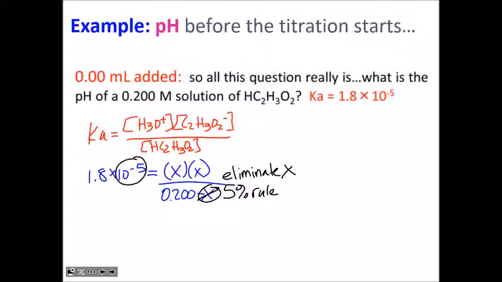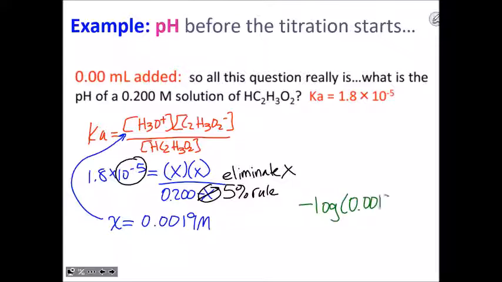Now, let's calculate it. What do we get? X equals 0.0019 molar. And of course, X represents our hydronium here. It also represents the acetate. Don't forget that because they're both equal at that point. It's 1 to 1. And what do we need to do here with this value? Just negative log at this point.